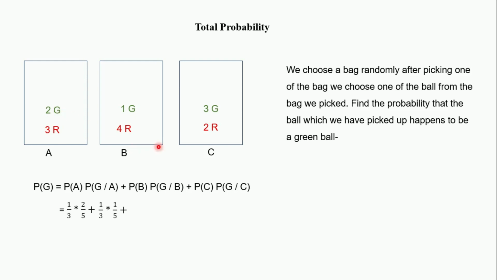And similarly probability that we pick bag B equals 1/3, and probability that we pick a green ball given that we picked bag B equals 1/5, because inside bag B we have 1 green ball and total balls equal to 5. And similarly probability that we pick bag C equals 1/3, and probability that we pick a green ball given that we pick bag C equals 3/5, because there are total 3 green balls inside bag C and total number of balls inside bag C equals 5. So here we got the probability that we wanted.